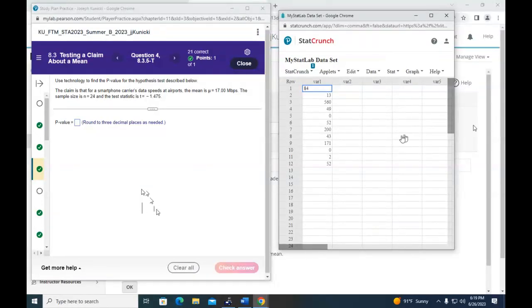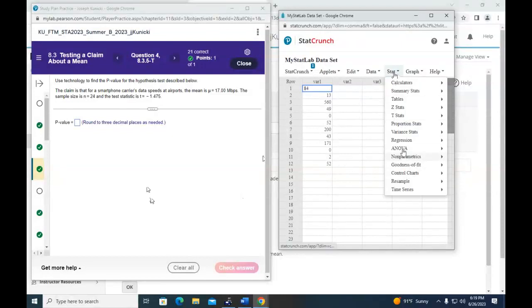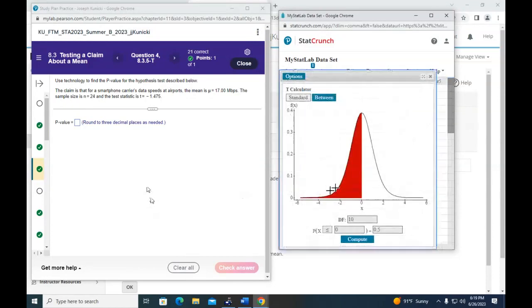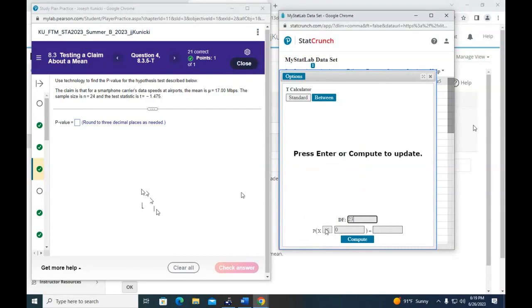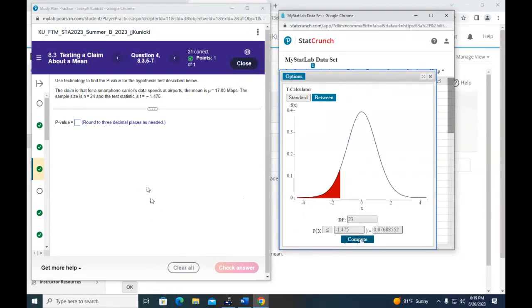They want the p-value. Well, that's the area to the left of the test statistic. So it's a t, and they give us n. So I go to stat, calculator, t. First thing I do is put in degrees of freedom. That's 23, and I know it says X there, but it should be T. I want T to be less than 1.475. I want what's in the left tail. So 0.0076.